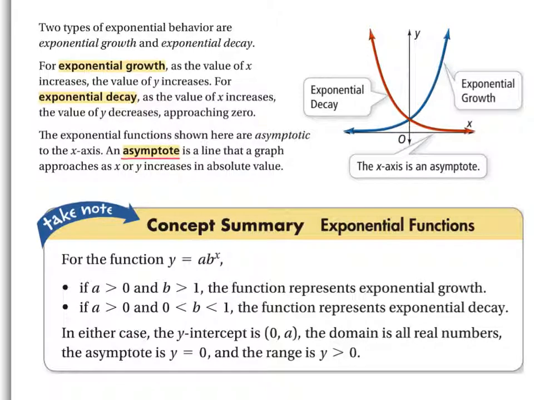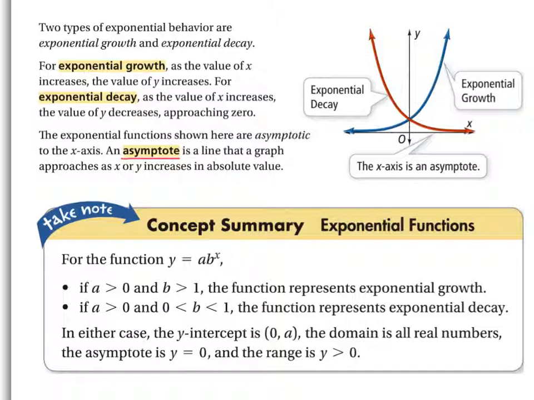So how do you tell the difference between exponential growth and exponential decay? Well, that is all summed up here in the concept summary. So please make sure you're looking at this when you're doing your homework today. For our function y equals a times b to the x power, if a is greater than 0 and b is greater than 1, then we have exponential growth. So now notice in the growth and the decay, a is always greater than 0. So we don't need to worry about that so much.